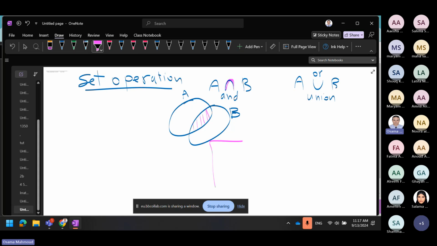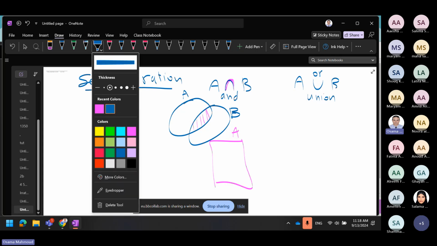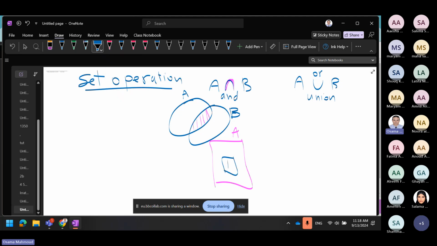But if you have B inside A, or B is a subset of A, B is smaller than A, okay? You can write B as a subset of A, right? We call this notation subset. In this case, A and B, what is in common between them, is the small one, right? Let's go for or, union.